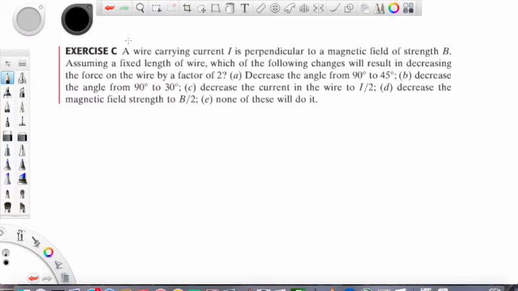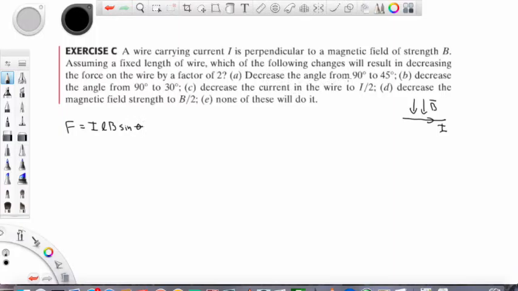Now a couple more exercises. In the first one, we have a wire carrying current I, and it is perpendicular to the magnetic field of strength B. So, for example, I goes like this, and the magnetic field is like this. Assuming fixed length of wire, which of the following changes will result in decreasing the force on the wire by a factor of 2? So we want to see what happens to F, which is the magnitude of the force, if we change some parameters.